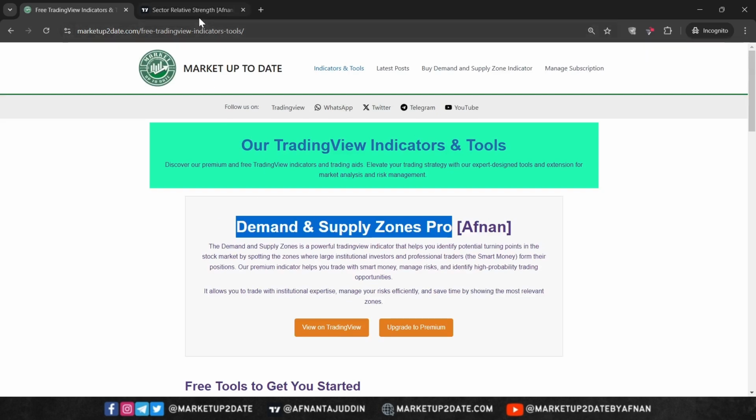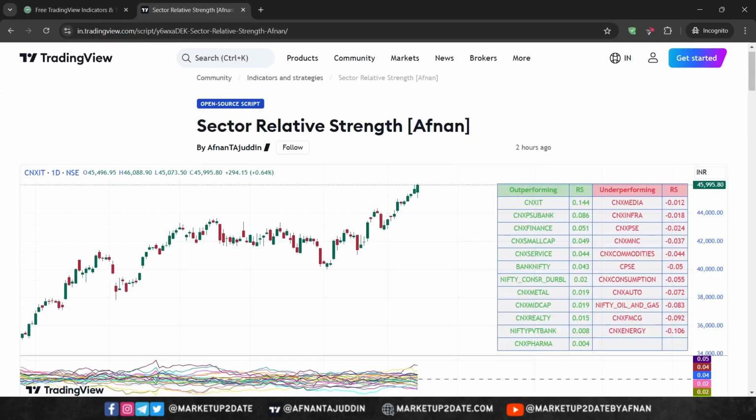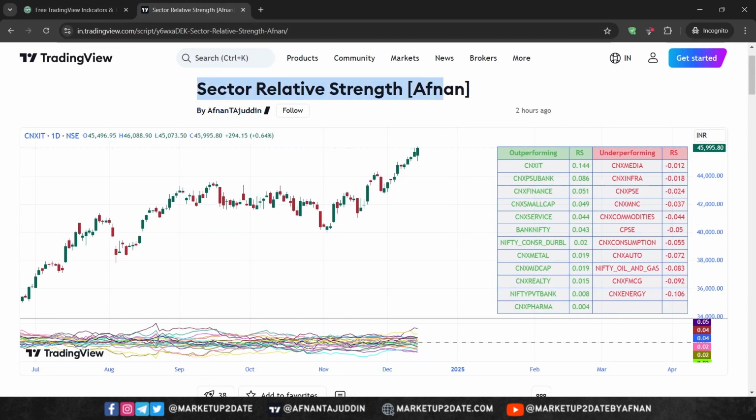But today I am excited to introduce a powerful new tool for your TradingView charts. Sector Relative Strength by Afnan Indicator, and it's absolutely free.